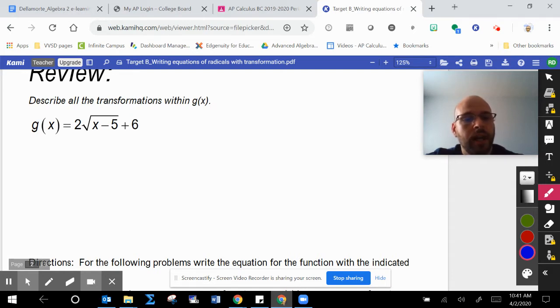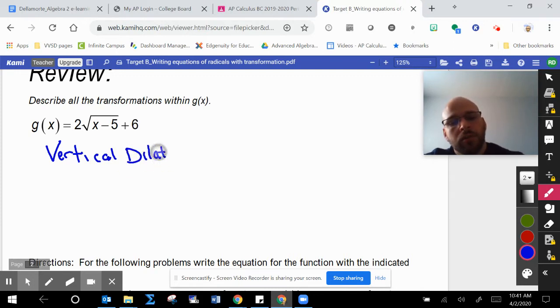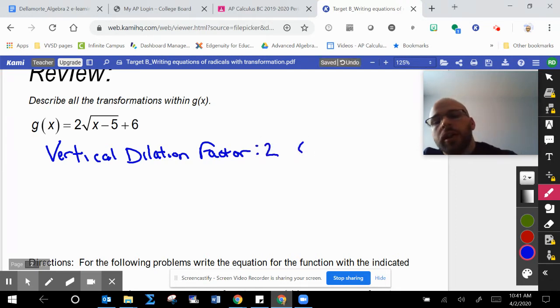The first one is that 2 multiplier up front, and because it's on the outside, that's going to be a vertical dilation factor of 2. And because that value is greater than 1, we can conclude that that's definitely going to be a stretch.